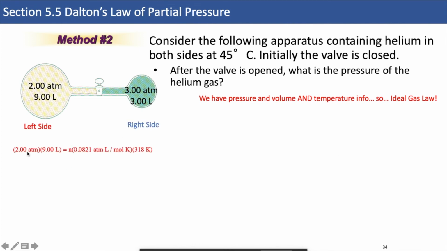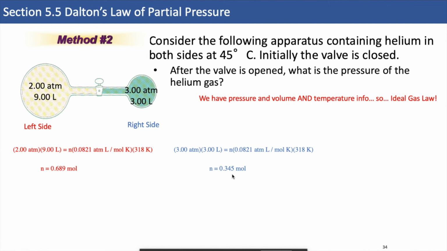So I have 2 atmospheres, 9 liters, and again, I have n, my number of moles. This is my R, my ideal gas constant, or the universal gas constant. And then remember, you always have to convert this, so 45 degrees Celsius, to Kelvin. So that's 318 Kelvin. When you do that, I get 0.689 moles. I can do the same thing on this side. So 3 and 3, and so on. Everything is the same, 0.345 moles.